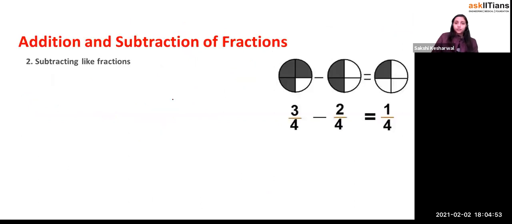Okay. Subtraction of like fractions. Again, the same way, if you see the figure, there are 3 parts and you have subtracted 2 parts from it. So you will remain with only 1 part. Yes or no? You have 3 parts and you have taken 2 parts out of it. You will be left with only 1 part of it.